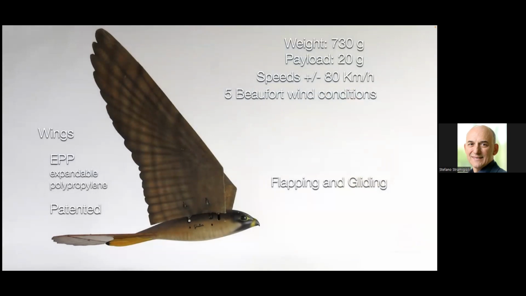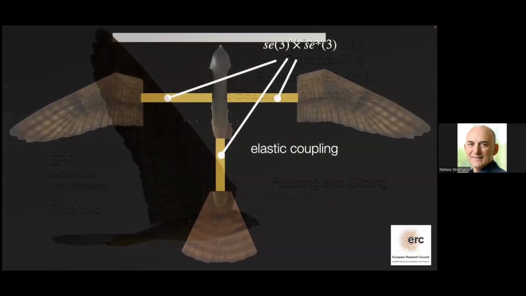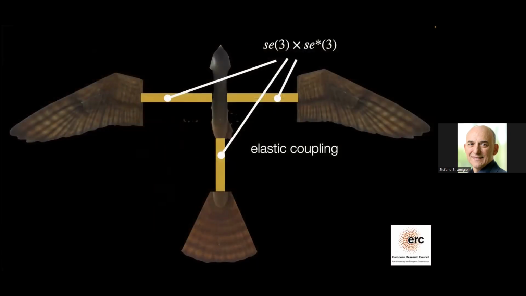It goes up to 80 kilometers an hour in 5 Beaufort wind, and it's really propelled by flapping, and I think it's a unique bird that has these features. And as long as we model the rigid connection between the wings and the body, we know Lie groups, finite dimensional Lie groups and stuff like that. That's easy, but why does that fly?